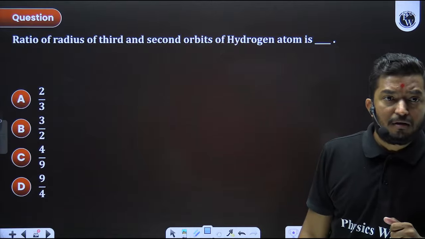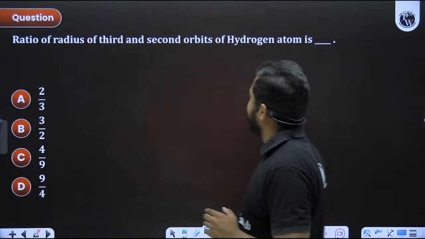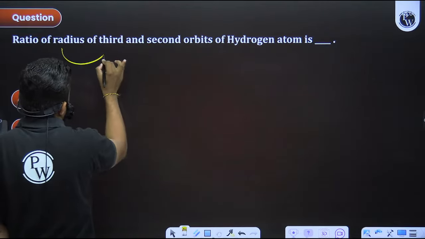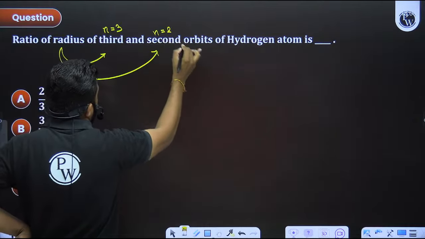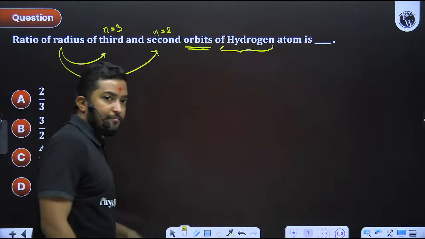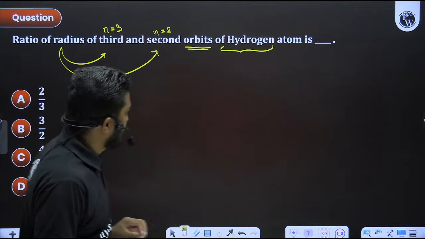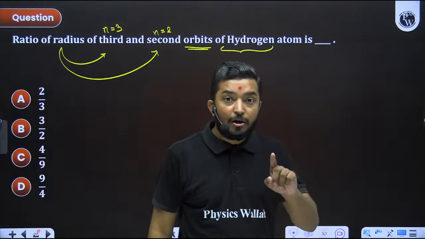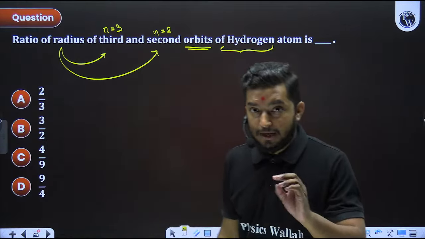Okay, so next. In the next question, the ratio of the radius of the third and second orbit, they give the numbers. Radius of the third, so n is equal to 3, and the radius of the second, so n is equal to 2. Orbits of the hydrogen. So please check here for hydrogen. If they ask for lithium, you have to change the value of Z. Now just remember the equation for radius, for the atoms, not the nucleus, as both have different formulas. So keep in mind properly.